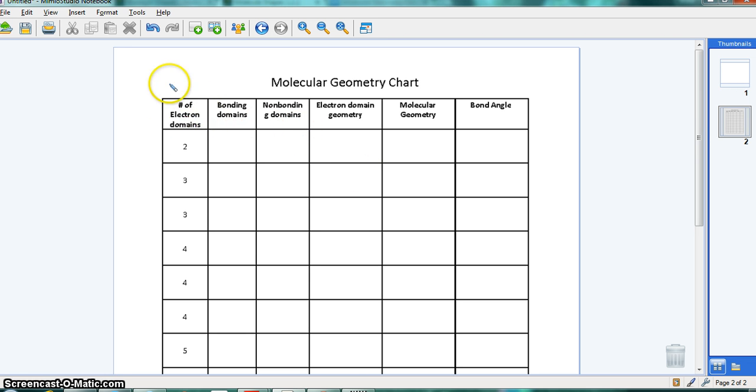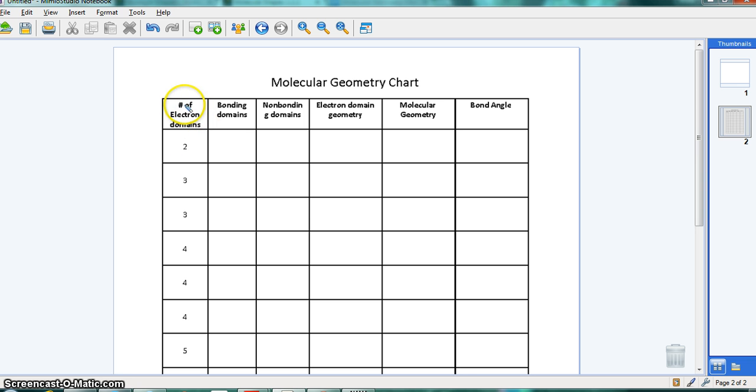So first we have the number of electron domains. An electron domain can be one of two things. It can be a covalent bond, or it could be a lone pair on the central atom. And we're only focusing on what's on the central atom, not the outer atoms.